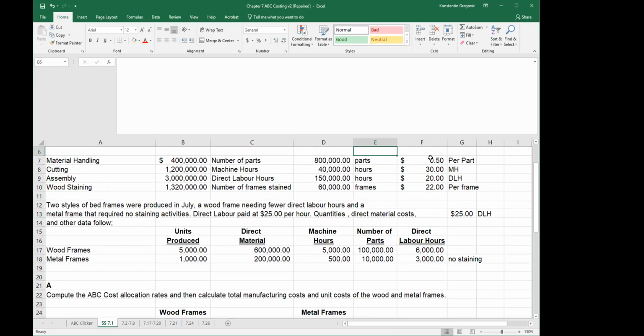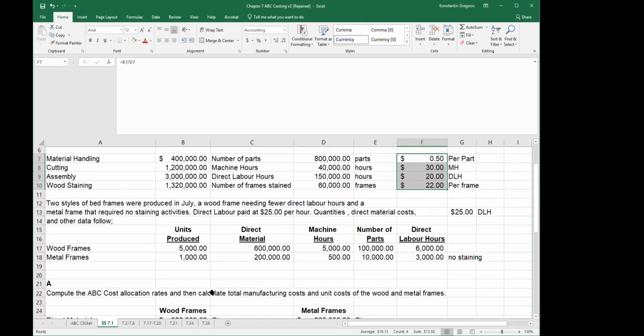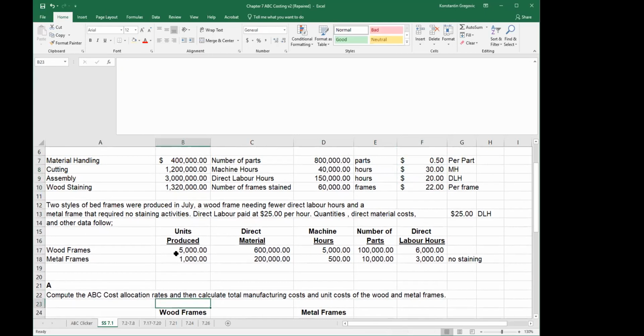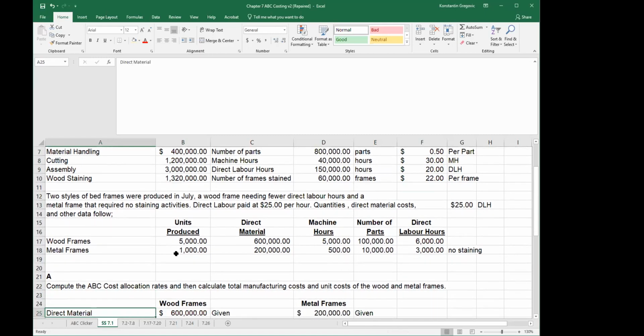So we already calculated the overhead rates up here. Now we want to basically cost our products. So what's the first cost? Direct materials. What's the direct material cost for wood frame? Where do I get that number? 600,000. Anybody? Remember, we're costing out a product. What makes up the cost of a product? Direct materials, direct labor, and then your manufacturing overhead. It's from chapter 5, right?